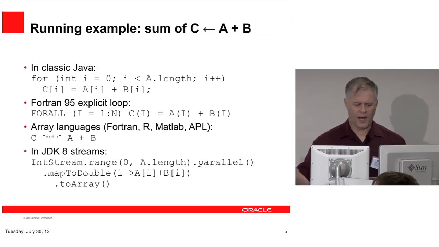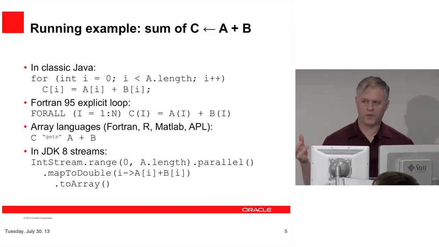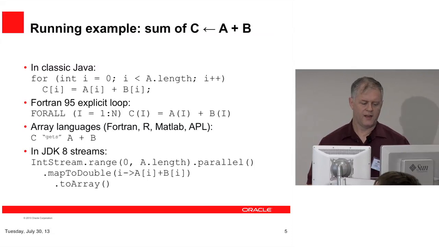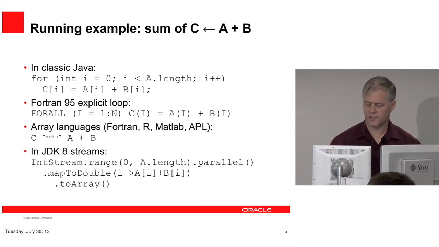Most high-level languages that talk about arrays will give you some form of add two matrices together, add two vectors together, something like that. And so the only thing that varies there pretty much is how you write the assignment arrow.